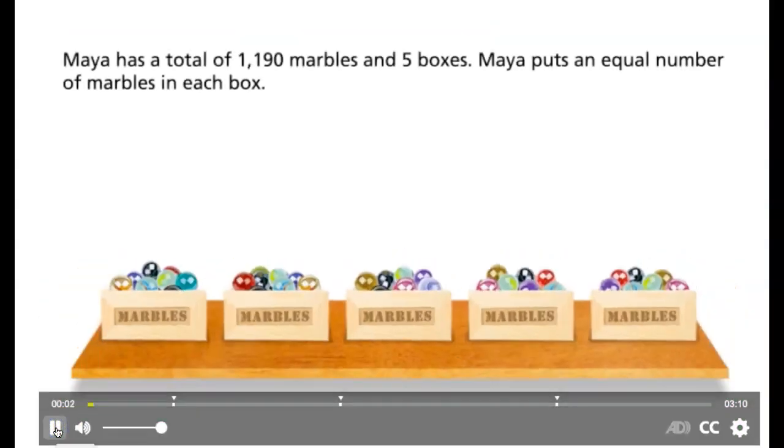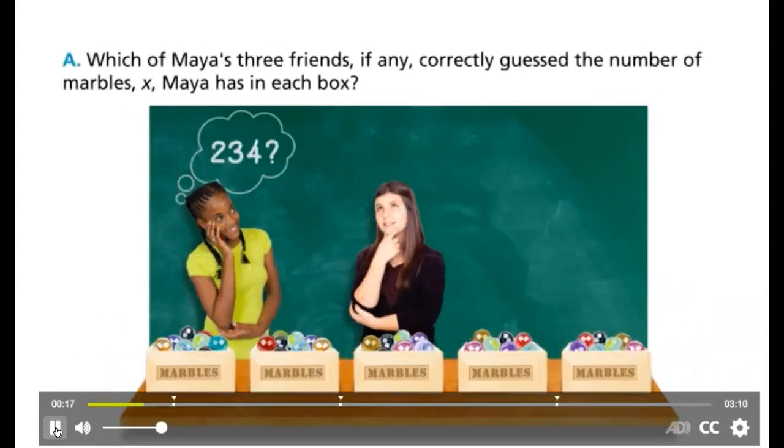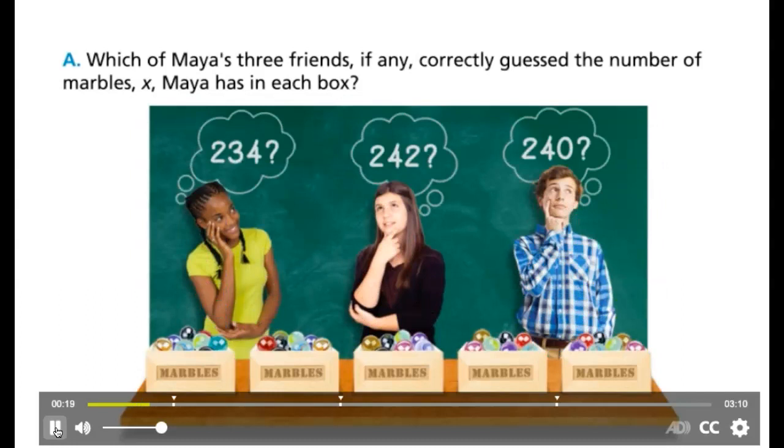Maya has a total of 1,190 marbles and 5 boxes. Maya puts an equal number of marbles in each box. Part A. Which of Maya's 3 friends, if any, correctly guessed the number of marbles, X, Maya has in each box?